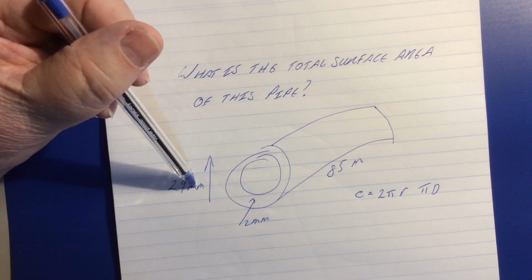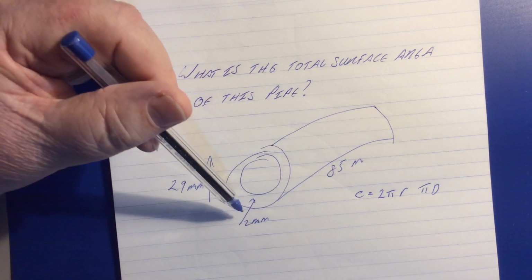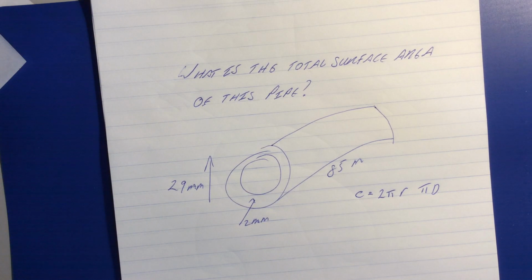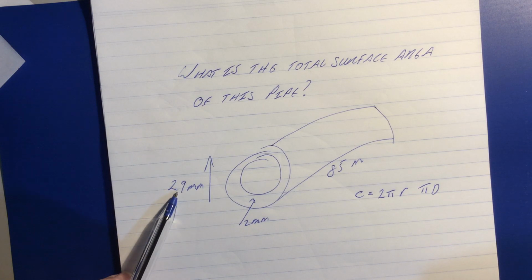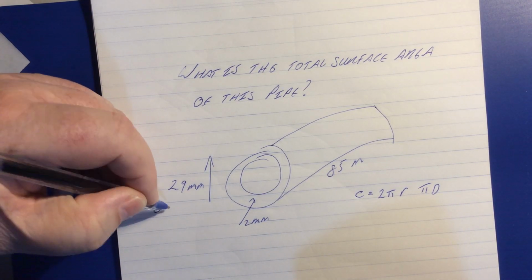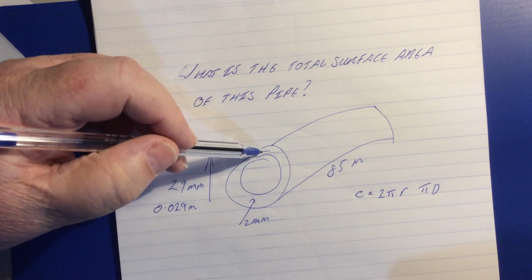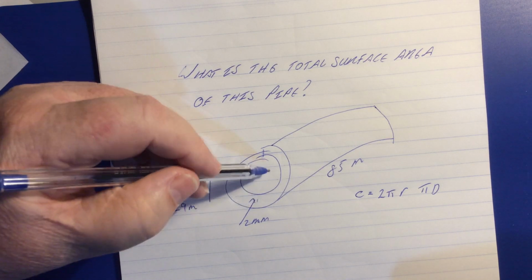We're dealing with a measurement in millimeters here, and we have meters here. So I'm going to convert these to meters, and how I do that is I divide this by 10 to get to centimeters. I divide it then by 100 to get to meters. So 29 divided by 10 divided by 100 gives me 0.029 meters.